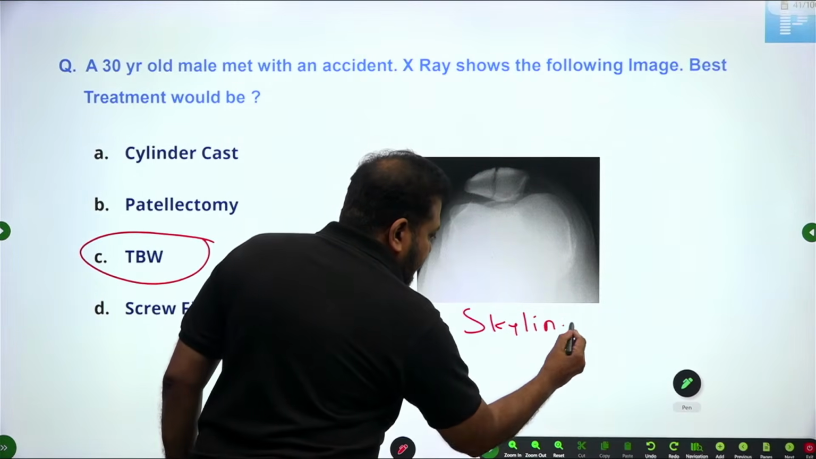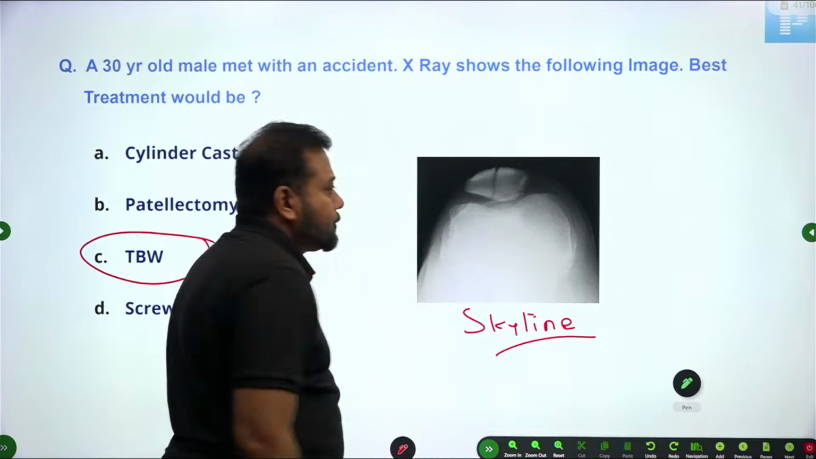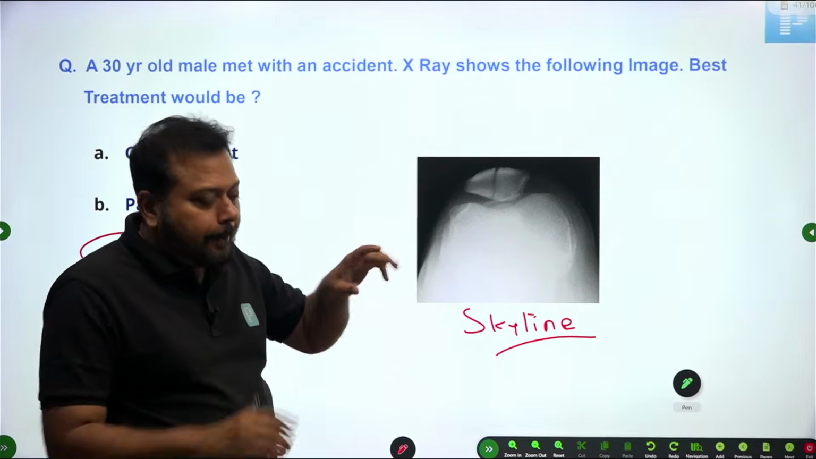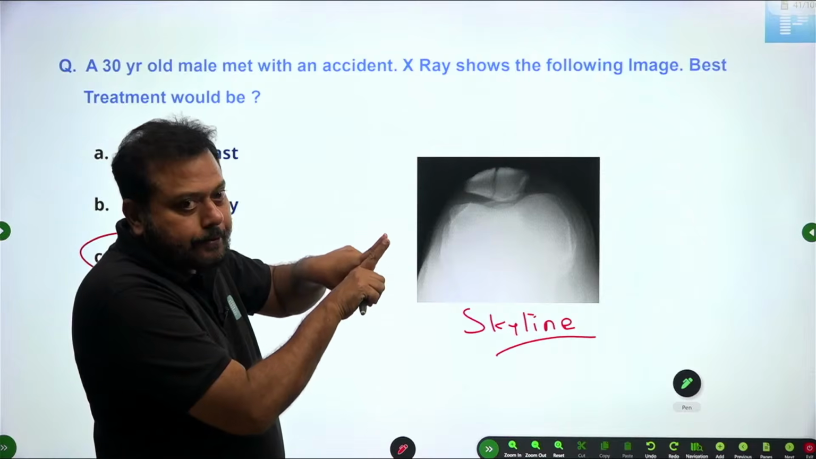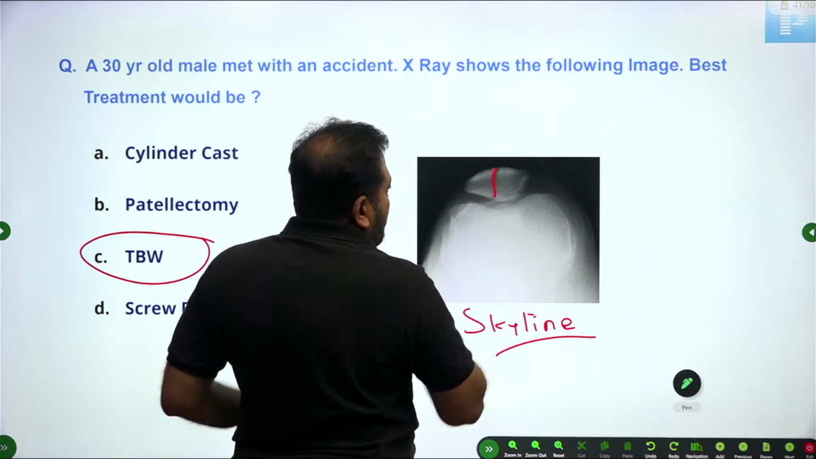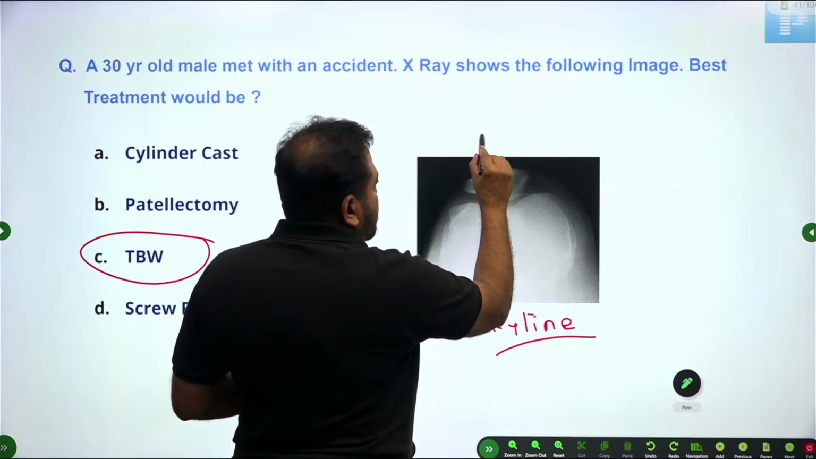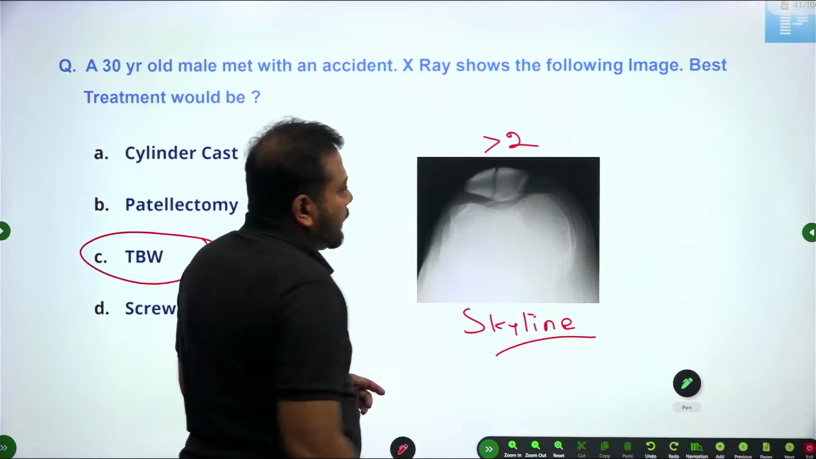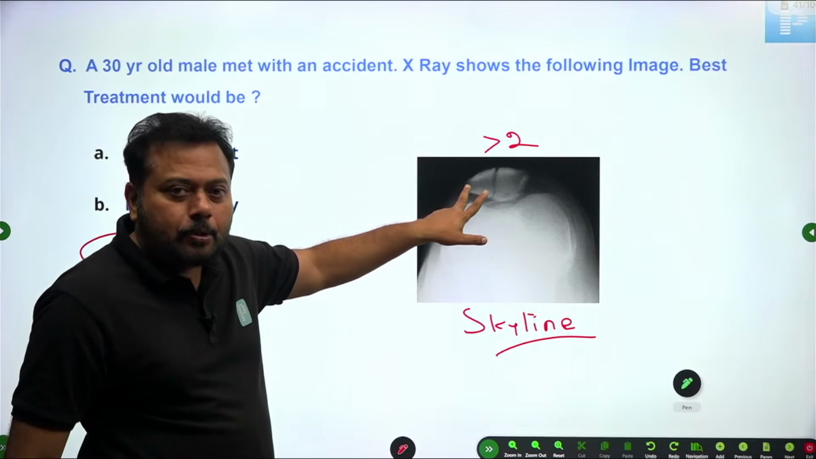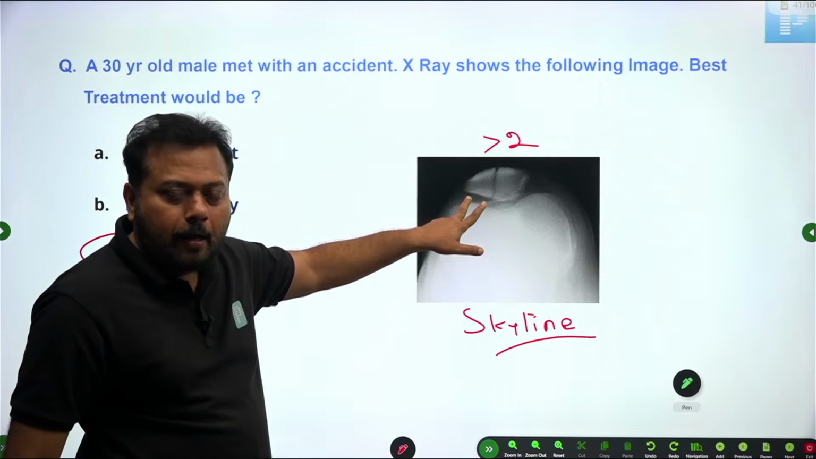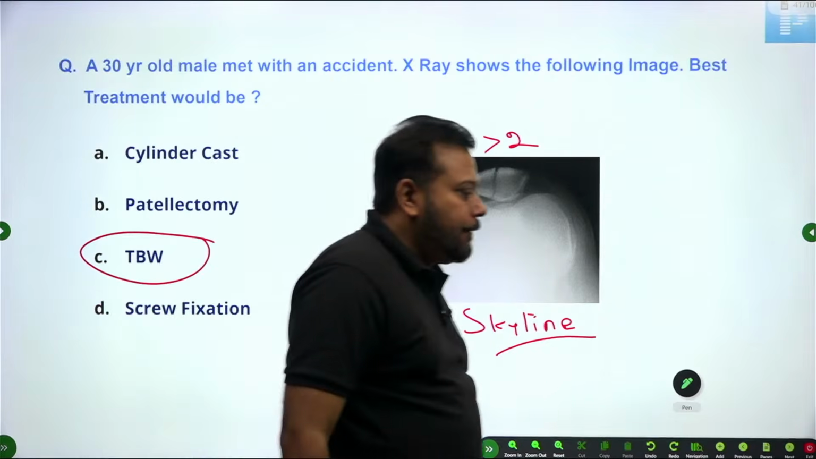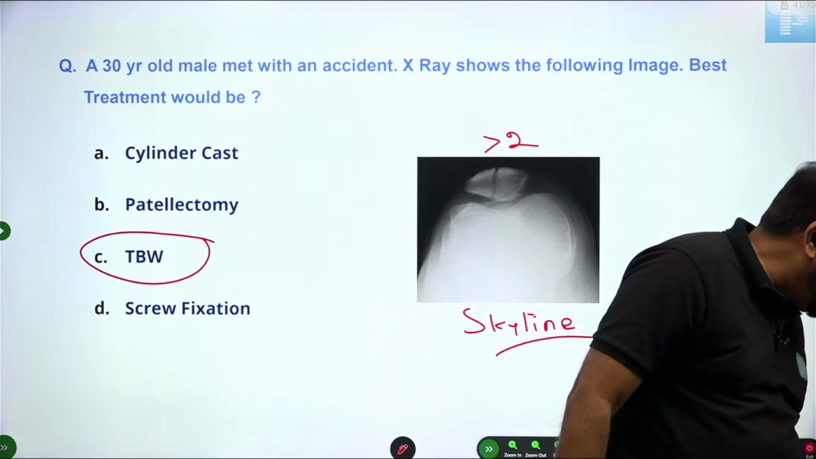This is the skyline view, or axial view. I am seeing a patellar fracture, and it is displaced. You see the gap is more than 2. More than 2. Okay, so it is displaced. So for a displaced transverse fracture patella, the treatment of choice is tension band wiring. If it is an undisplaced fracture, very good.